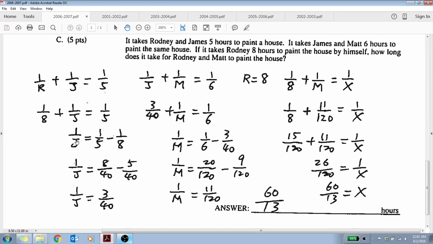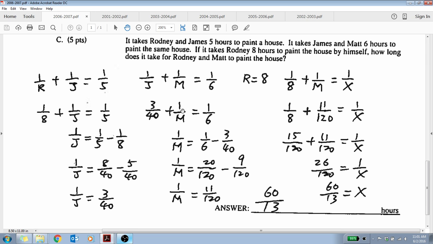So when I solve for 1 over J, I need to subtract 1/8 from both sides. I'm going to get 1 over J equals 1/5 minus 1/8. When I subtract that, I'm going to get 3 over 40. So 1 over J is 3 over 40. Now I go to the second equation that I have written here. 1 over J we said is 3 over 40. Plug that in, and I have to find 1 over M.